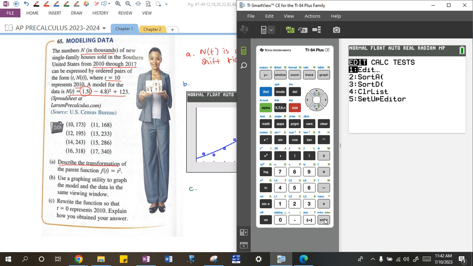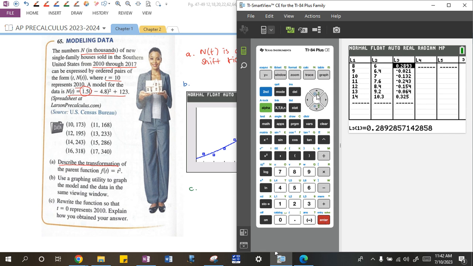And then stat edit. I've got stuff to clear out, so I go up to the heading of each list and press clear, enter. Clear, enter. Clear, enter. Type in what I have. So we have 10. It's going sideways. That's kind of annoying. It doesn't matter what order you type it in. But you're going 10 to 17. And then just make sure that you're typing in the correct coordinates together. You don't want to skip around.